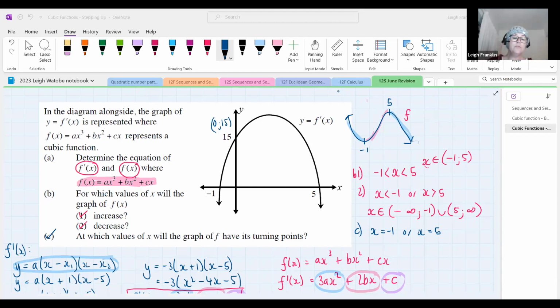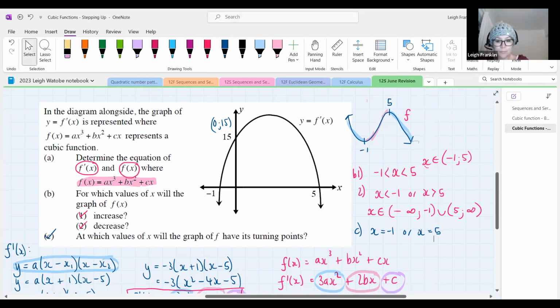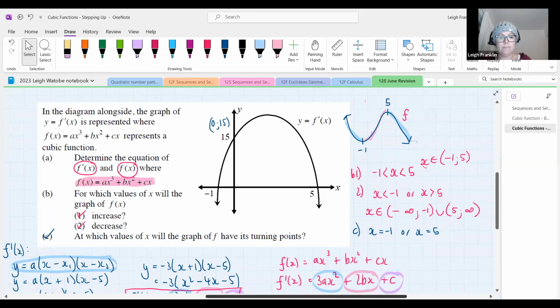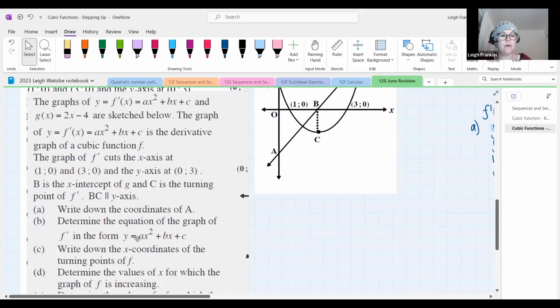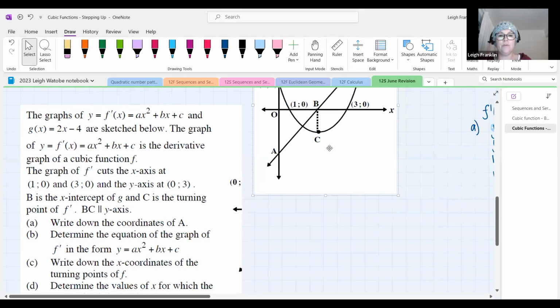Okay, so those are the basics. Let's go and have a look at another question. Unless there are any last little bits and pieces, if you want to take screenshots, go ahead. Any last questions before we move on? No, we all good? All right, so let's go and have a look at this question over here.